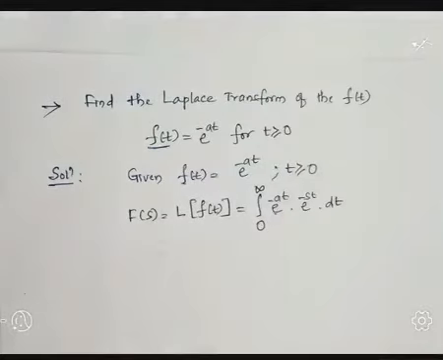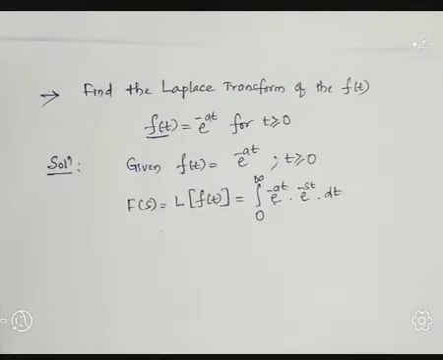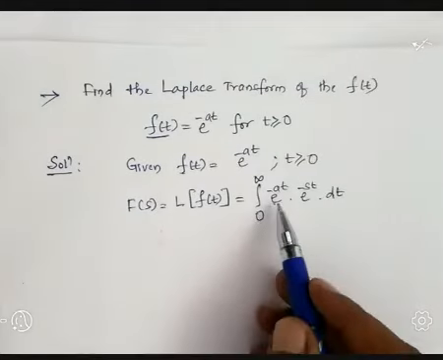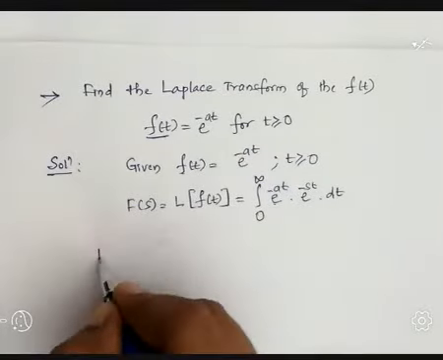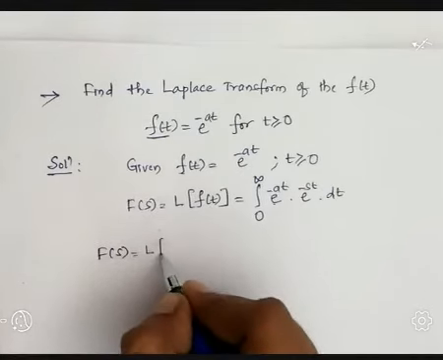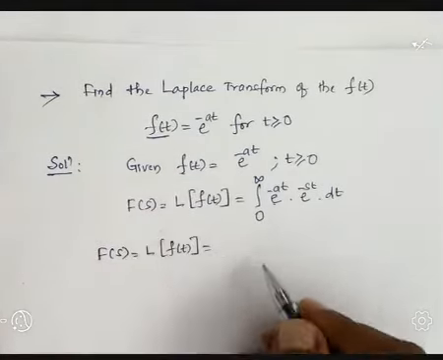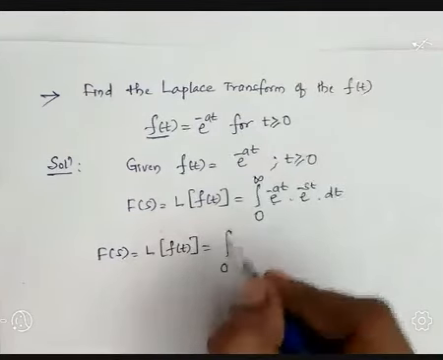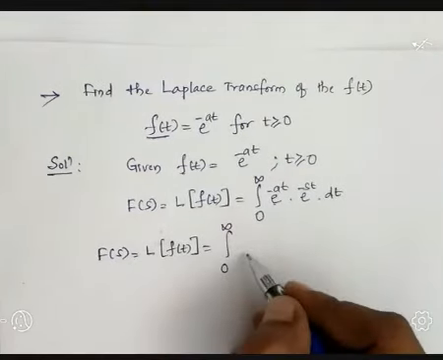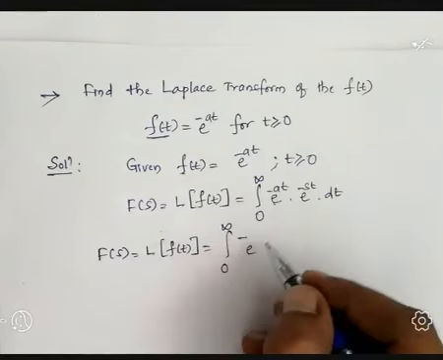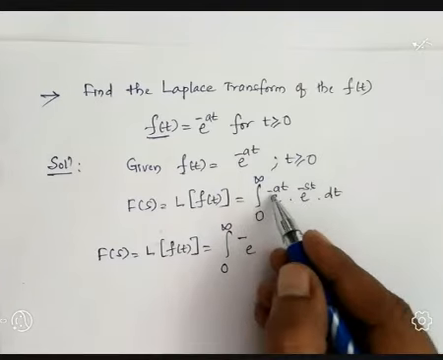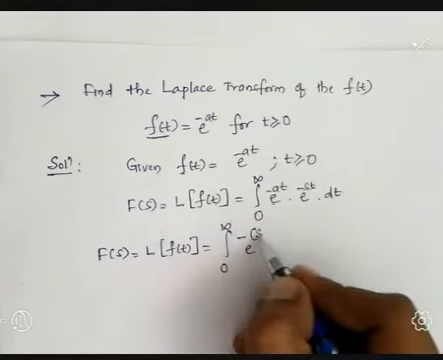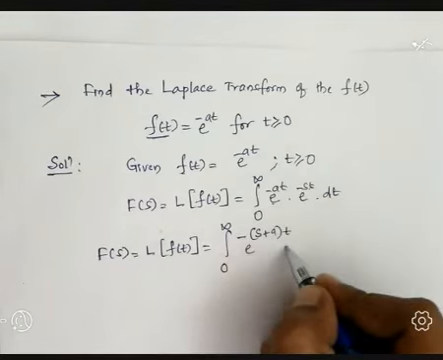Next, observe the power terms here. e to the power minus at is there, e to the power minus st is there. I will take the common. In the next step, F of s equals the Laplace transform of f of t equals the integration with limits remaining the same, 0 to infinity, of e to the power minus s minus a... In both the exponential terms, t is present, so I will take minus t outside. What is left is s plus a into t, dt.